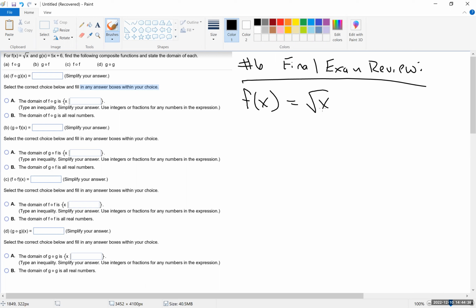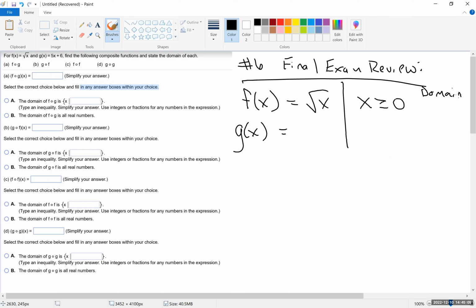We should always talk about the domain of f of x first. What we have to worry about is x is in a square root. That means that everything in the square root, which is just x, has to be greater than or equal to 0. So we need x to be greater than or equal to 0. And then g of x. So if we're looking at domain, this is your function, and this is the domain.